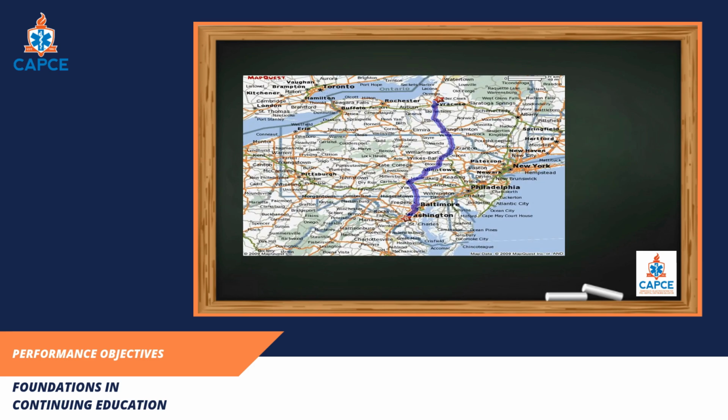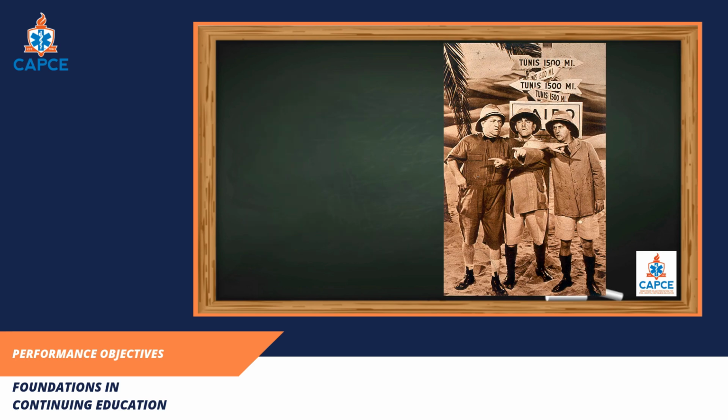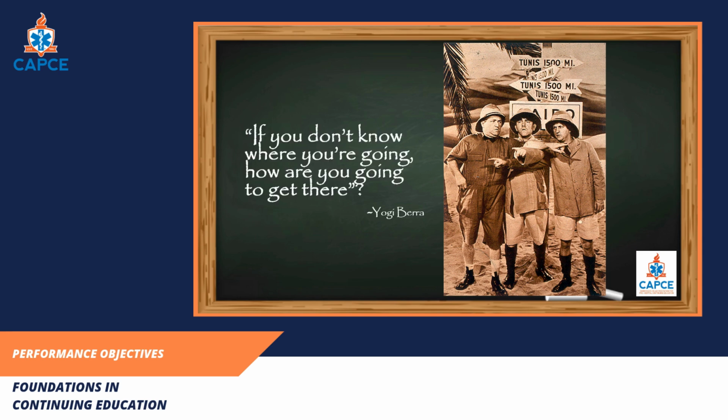To use a travel analogy, if you choose an exact destination for your trip, it's more likely you will successfully reach it. Like the late philosopher Yogi Berra used to say, if you don't know where you're going, how are you going to get there?